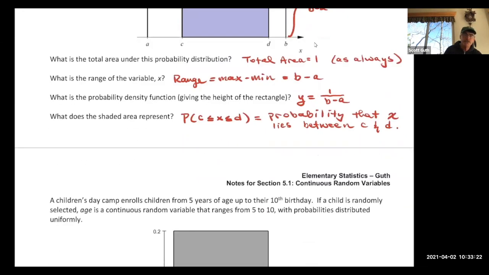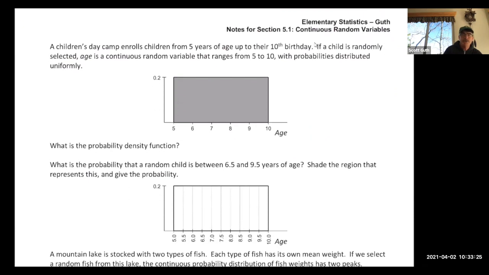I think I have an example here. I worked really hard to come up with examples of uniform distribution, but this is my best attempt. A children's day camp enrolls children from 5 years of age up to their 10th birthday. So they range from 5 to 10 years old, but on their 10th birthday, they're booted out. They can't go. If a child is randomly selected, age is a continuous random variable that ranges from 5 to 10 with probabilities distributed uniformly. So again, the total area is 1.